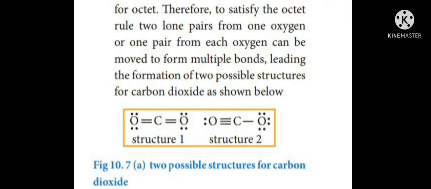Here, structure 1 is due to movement of 1 lone pair of electrons from each oxygen, whereas structure 2 is due to movement of 2 lone pairs from one oxygen atom. Hence, for carbon dioxide, there are 2 possible structures. Among the 2 structures, which one is more preferred? It is found by calculating the formal charge.